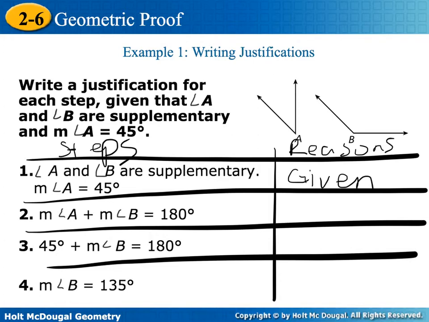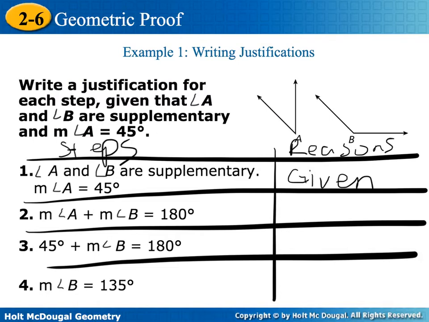So write a justification for each step, given that angle A and angle B are supplementary and measure of angle A equals 45. So they give us this statement and these two diagrams. First off, what we want to do is just think through it ourselves. Angle A and B are supplementary, so those must equal 180. That's just the rule of supplementary. And then if angle A is 45 and they're supplementary, I can somehow find angle B. So let's think this through step by step.